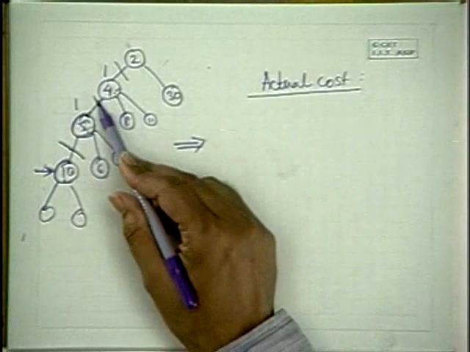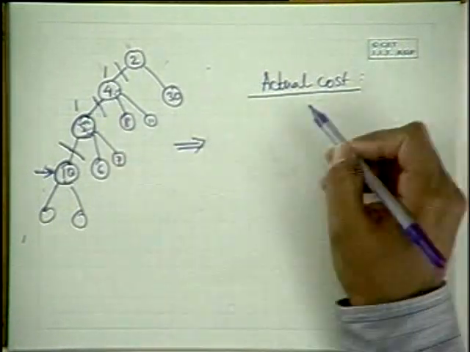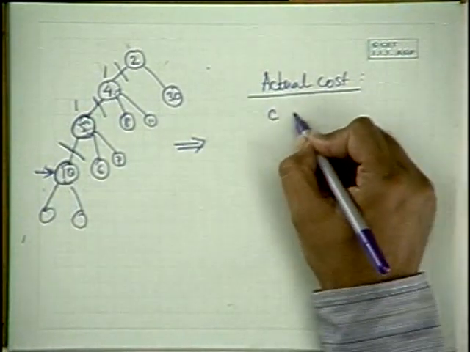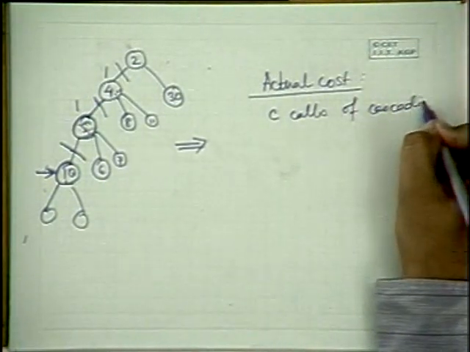Alright. So what is the actual cost here? Let us look at it. First of all, suppose there are C calls. Basically cascading cuts means there will be a recursive call in the algorithm. Suppose starting from 10, how many calls are there? Cutting 10 is 1, cutting 5 is 1, cutting 4 is 1. There are 3 cascading calls. So suppose there are C calls of cascading cuts, including the first one.